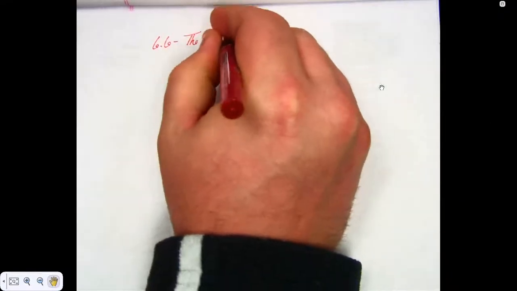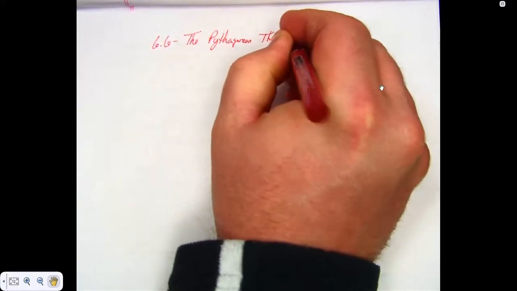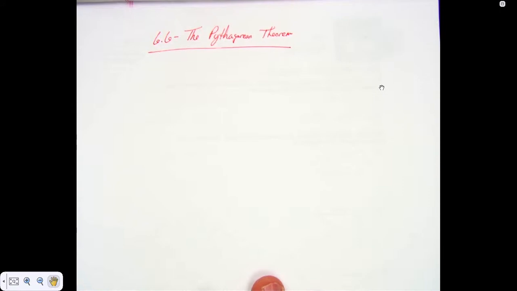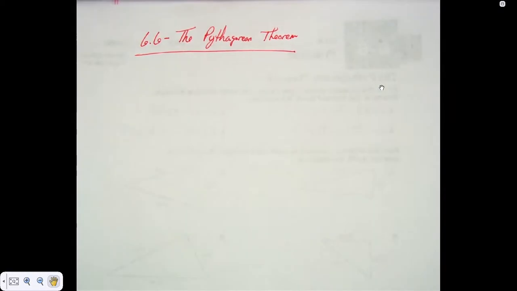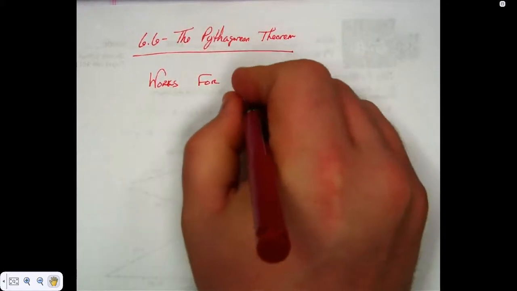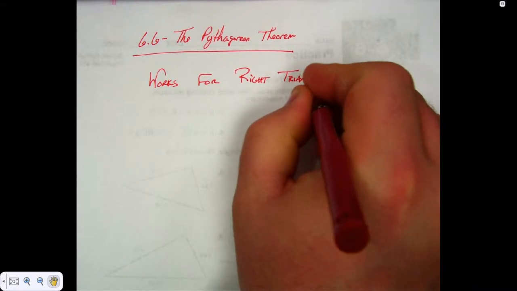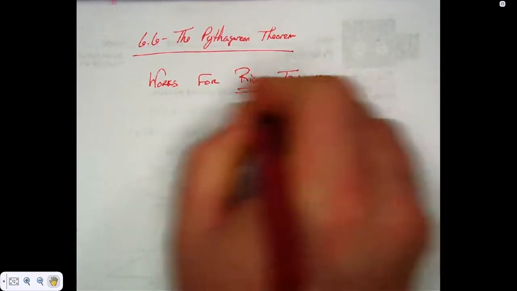The Pythagorean theorem. Guys, it's something you'll use over and over and over and over and over again. It works for right triangles only.